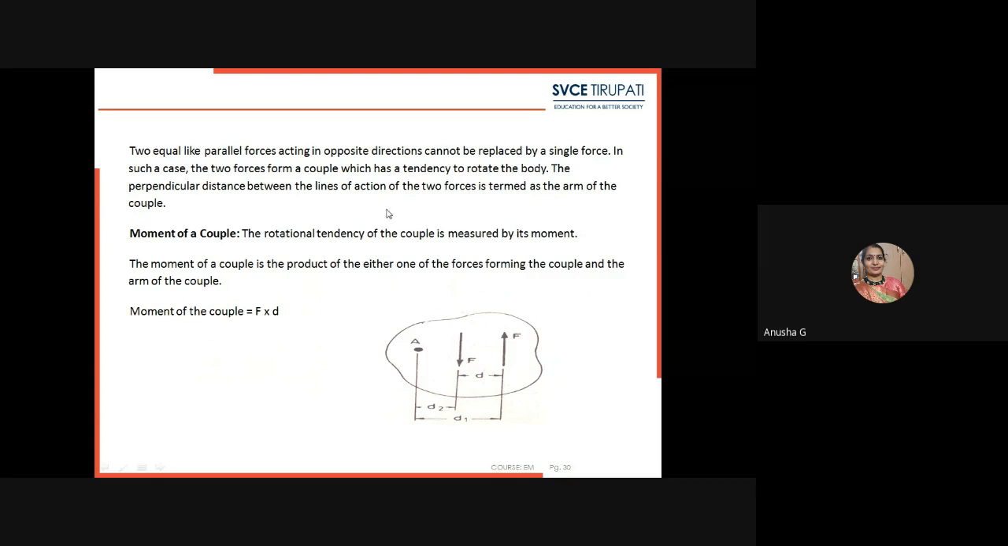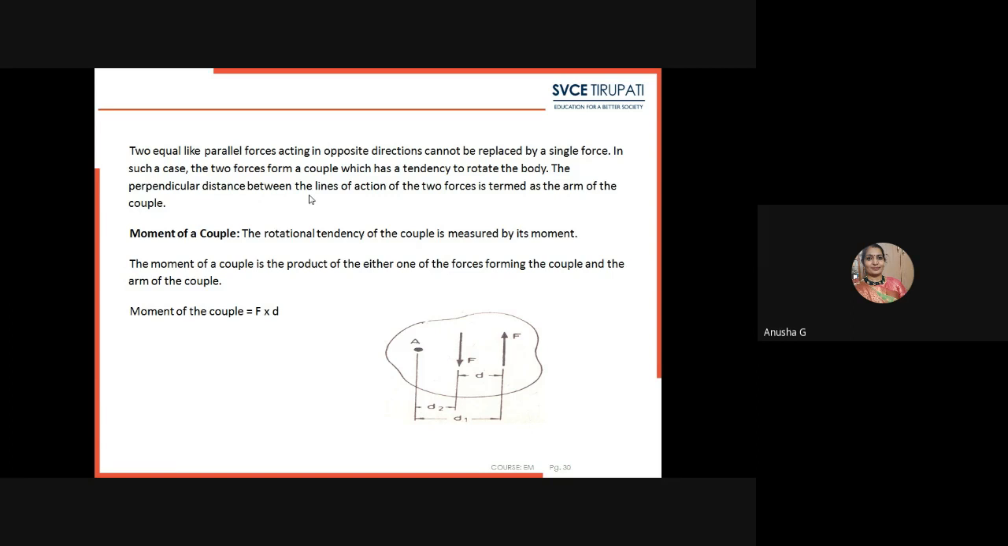Next, two equal parallel forces acting in opposite directions cannot be replaced by a single force. In such a case, the two forces form a couple, which has a tendency to rotate the body. The perpendicular distance between the lines of action of the two forces is termed the arm of the couple.